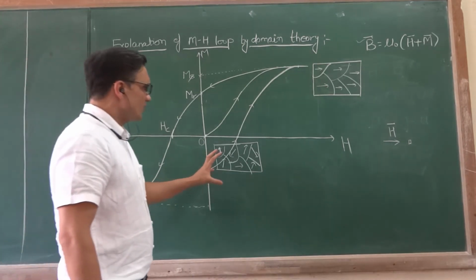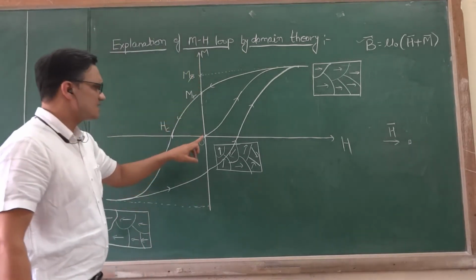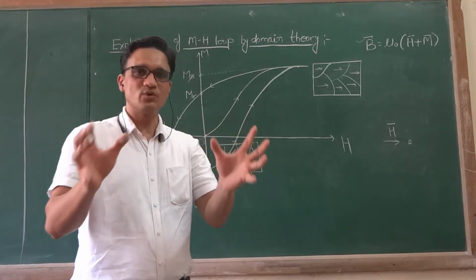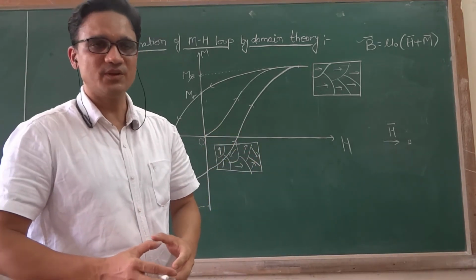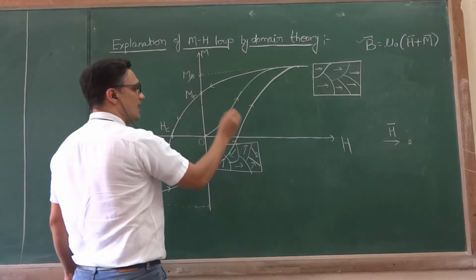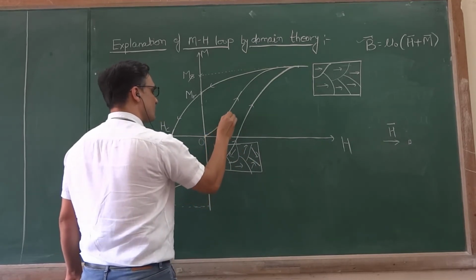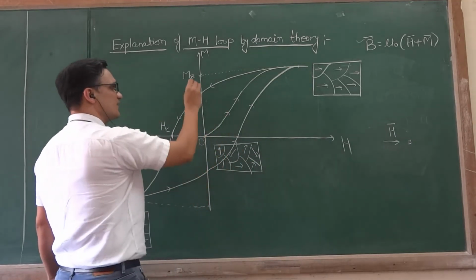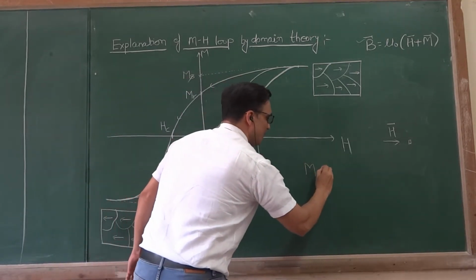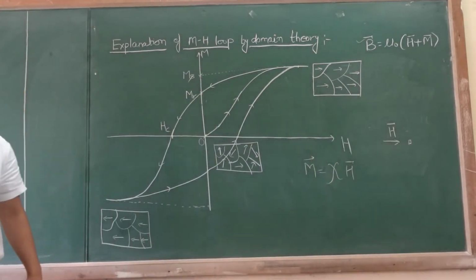Now, there are a few points I would like to discuss. The most important point first: earlier the sample was not exposed to any external magnetic field, and you started from the zero magnetic field. The response between M and H was near about linear. As we know, M and H are related, and the linear relation between M and H is this.